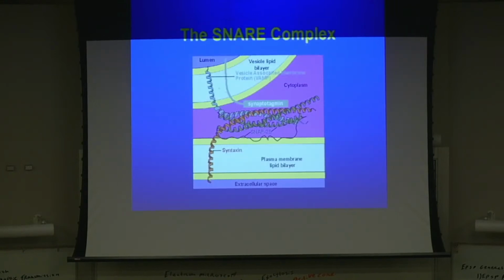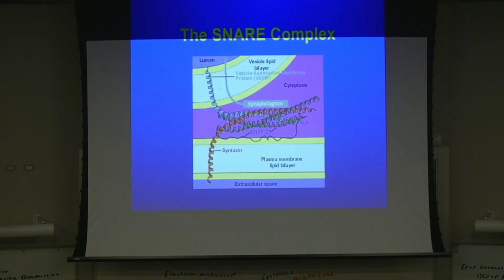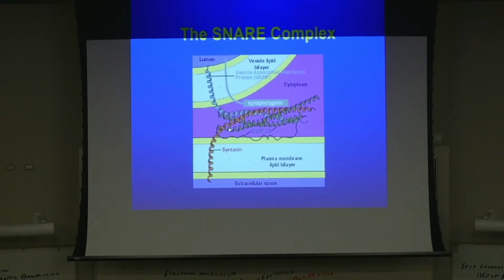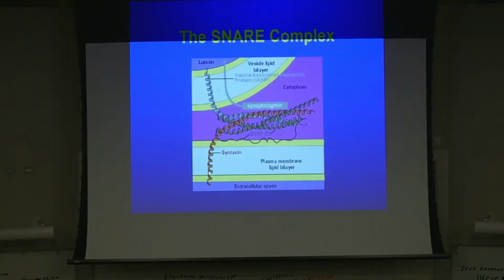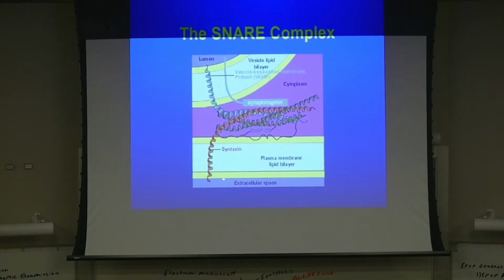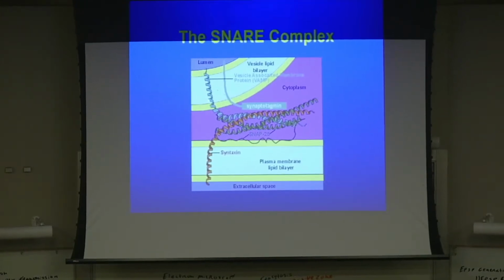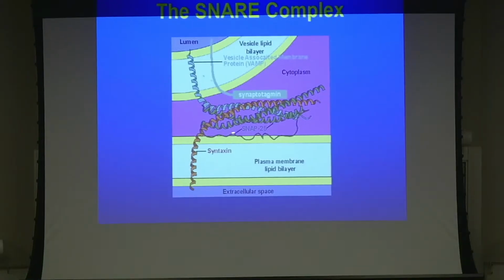colorful picture of the vesicle and the membrane. So again, here are the characters. Here's syntaxin. It's the transmembrane protein in the plasma membrane. Here's VAMP. This is the vesicle-associated membrane protein. It's part of the vesicle membrane. And here then is SNAP25.